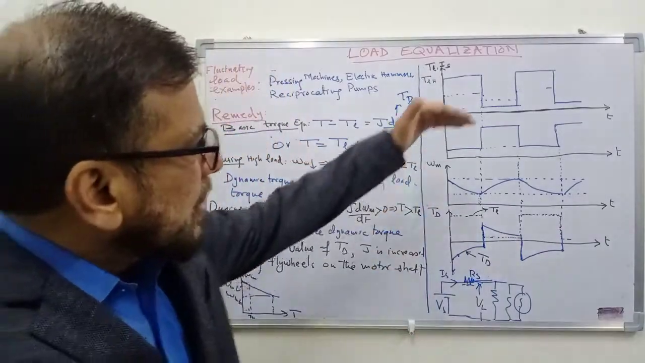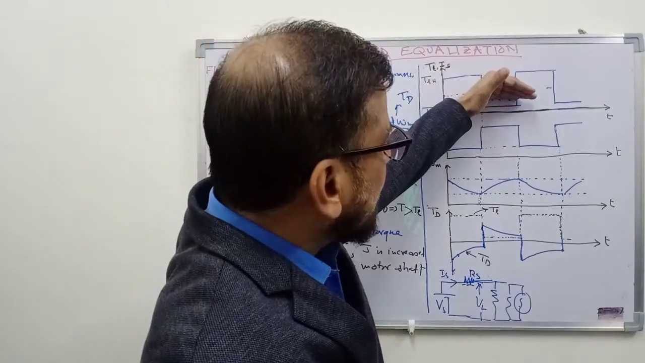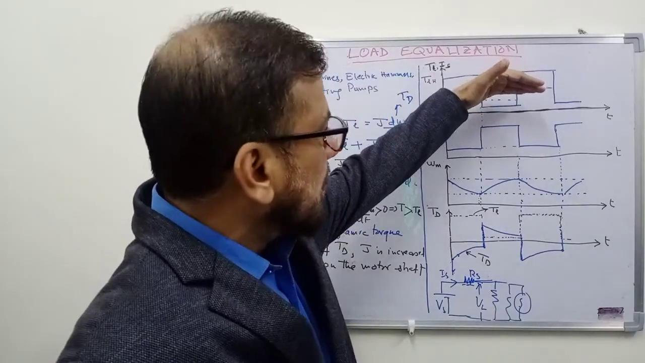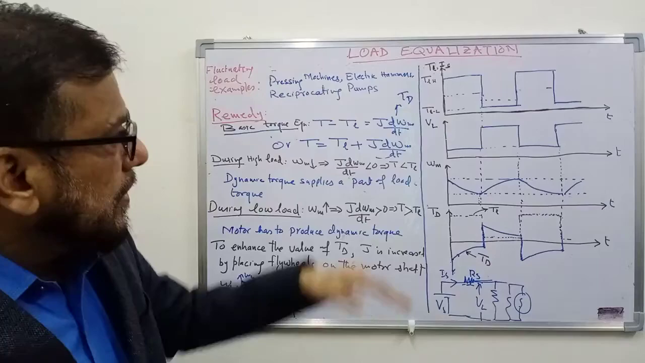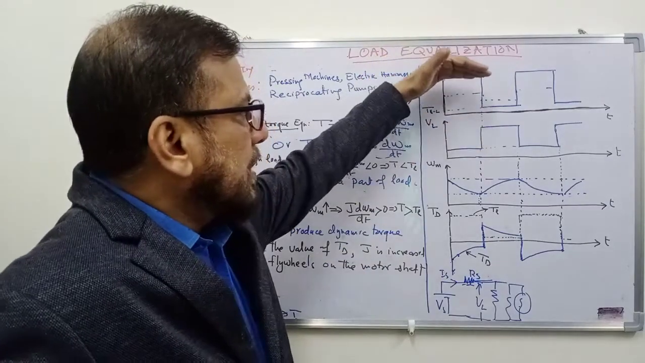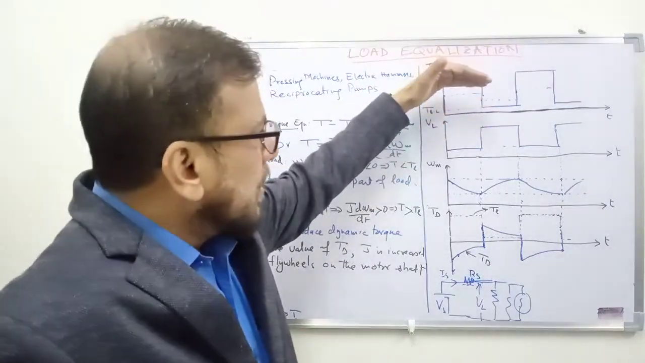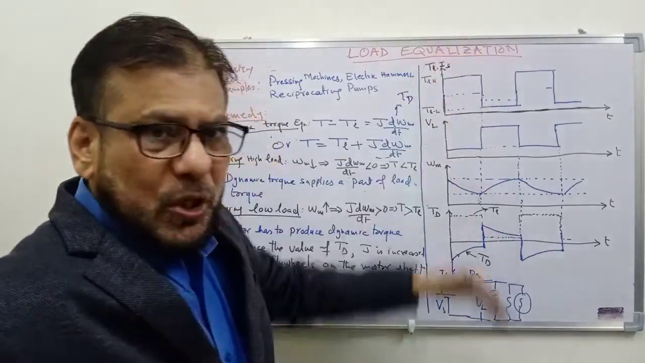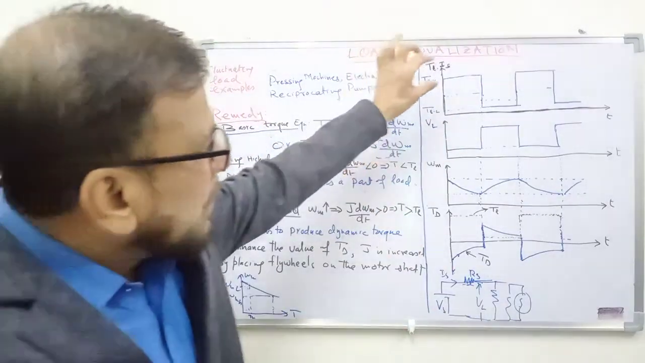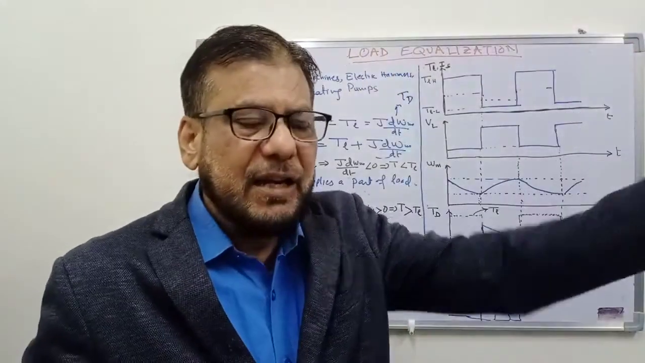So this means that during this interval, the torque produced by the motor will be higher than the load torque, and during the high load period, the torque produced by the motor will be less than the load torque, as this part will be supplied by the dynamic torque.